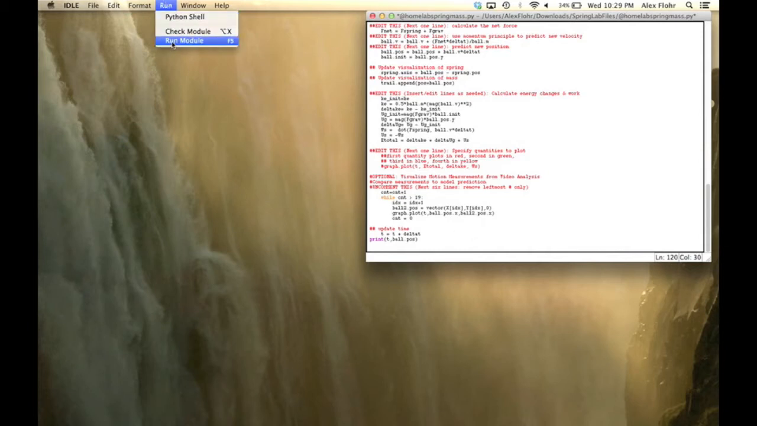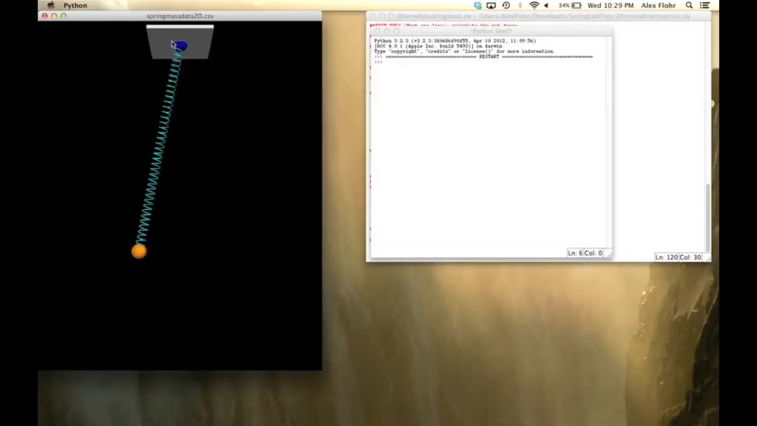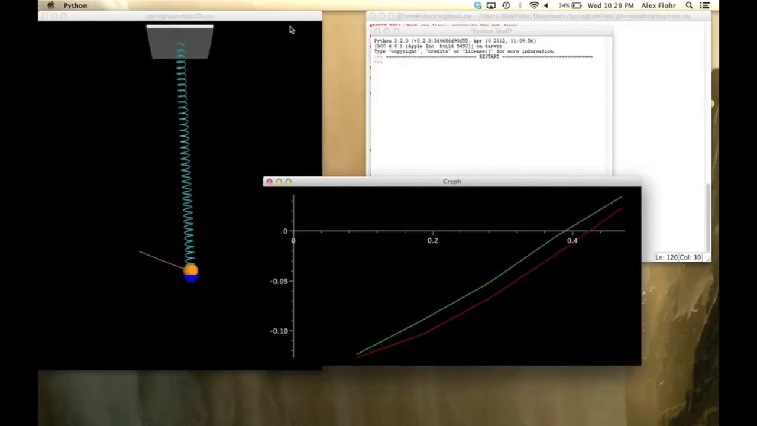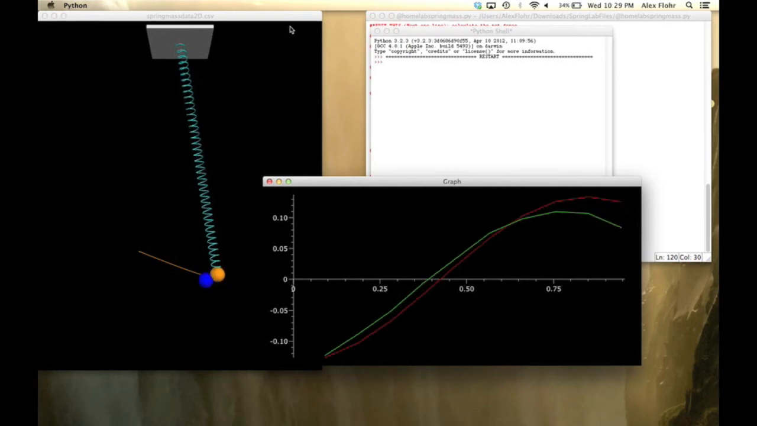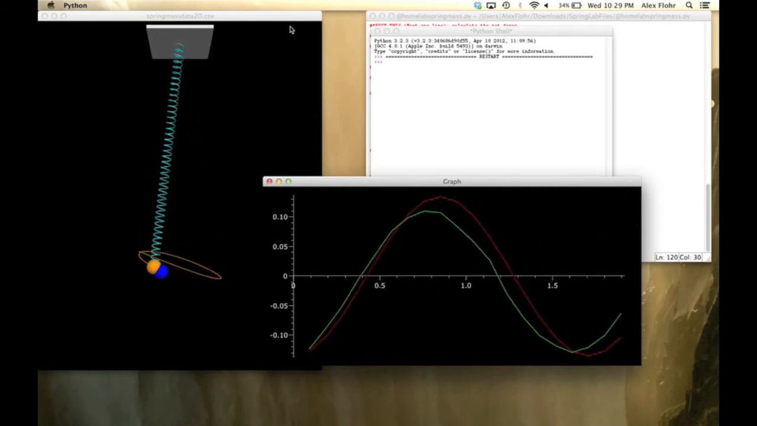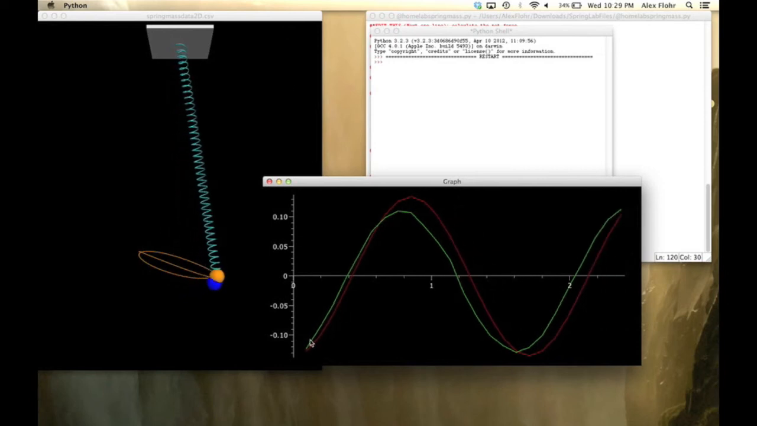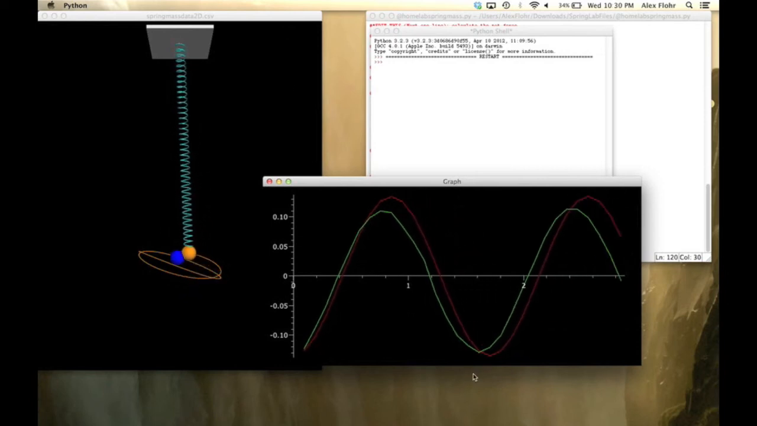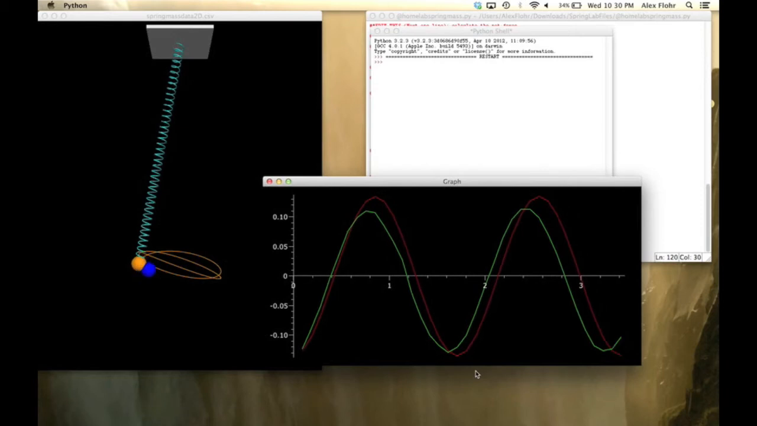So when we run this model, we see that it's a fairly good fit, and the simulated model and the one from Tracker are actually very close together, and the graphs oscillate very similarly.